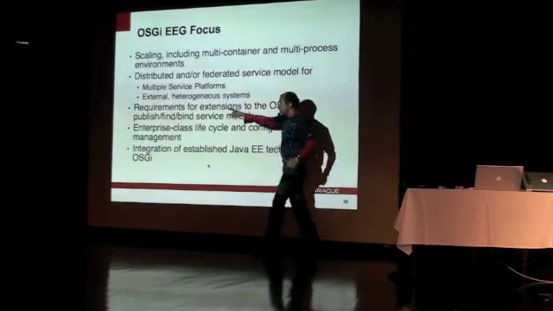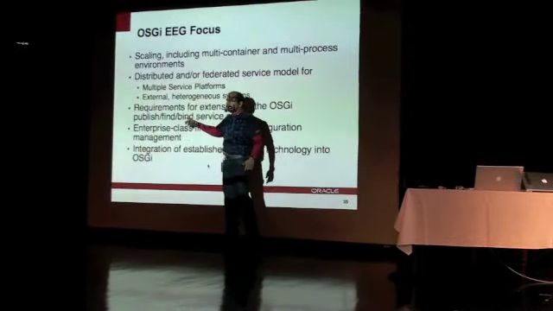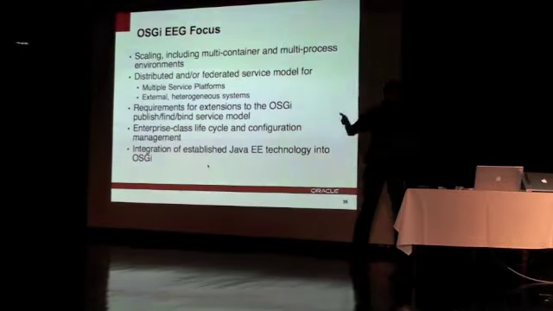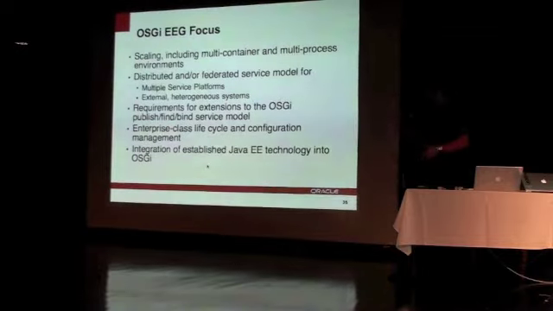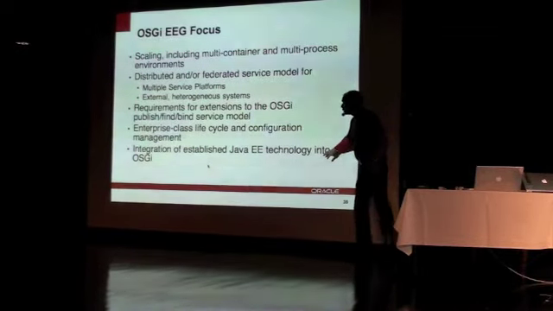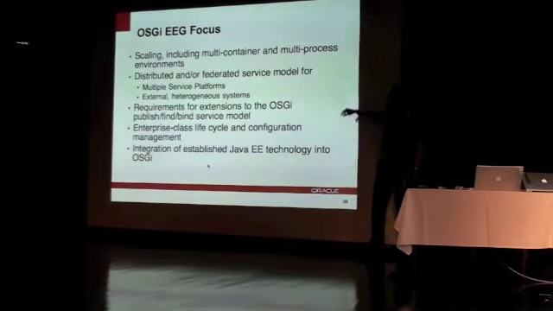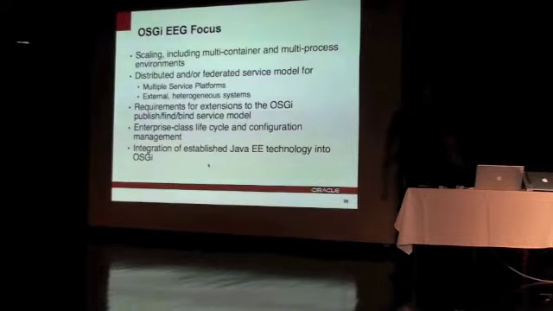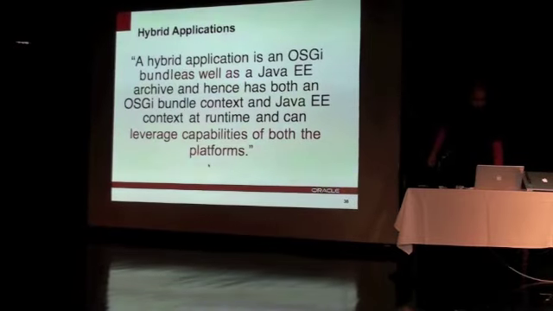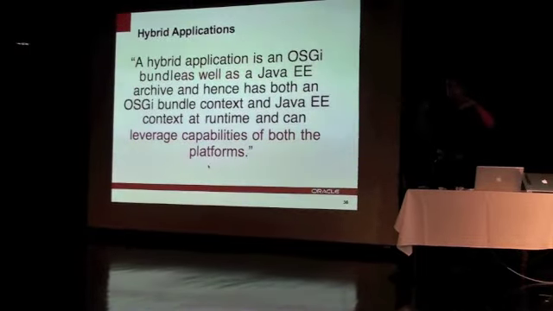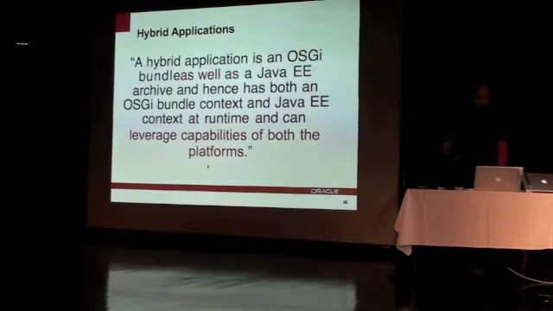The typical model is you publish a service, you find a service, and you bind to the service. But this specification defines how you can extend that model and make it richer. It allows integration of established Java EE technology into OSGi. It allows a distributed federated service model for Java EE applications. So a hybrid application is really an application that is both an OSGi bundle and a Java EE application.